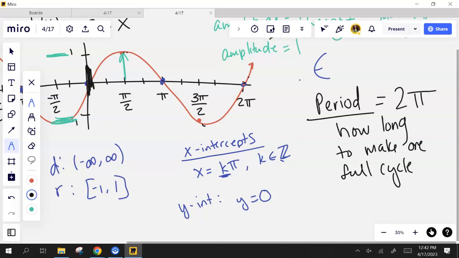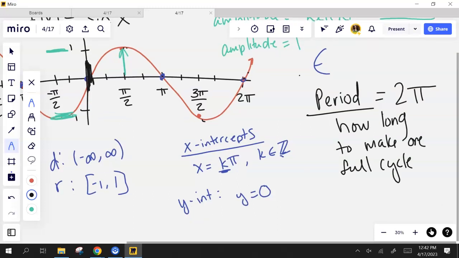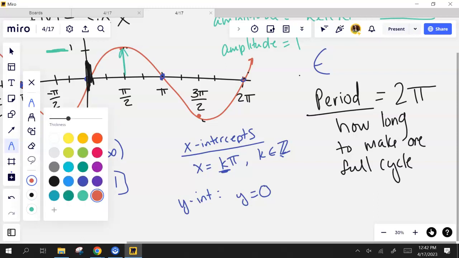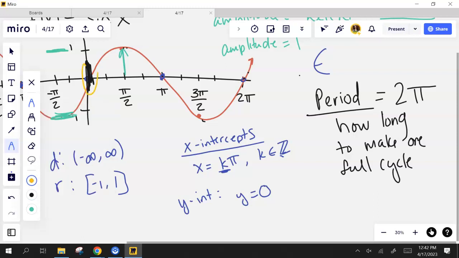For the parent graph, yes. On the graph, you have to recognize first that this 0 and this 0 are different, right? Because it's not repeating there. This is a 0 when the graph is going up. This is a 0 when the graph is going down.